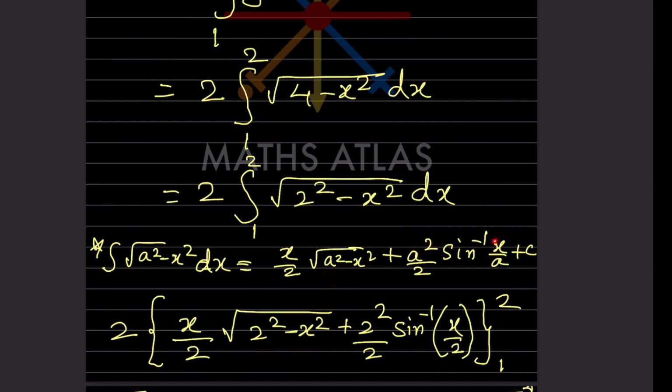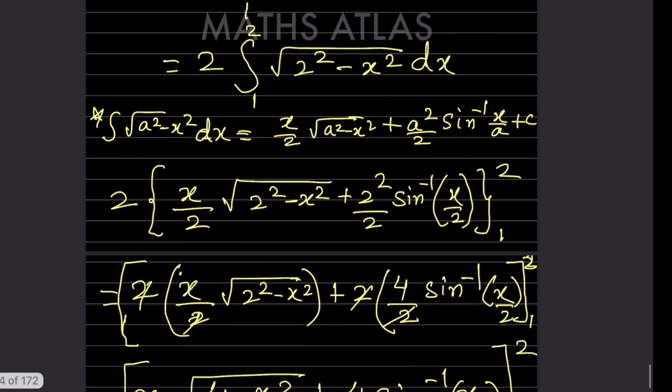Sine inverse x by a, where a square is 2 square, so a is going to be just 2. Hope you got this. This a is going to be 2, because a square is 2 square, that is 4. So a is going to be just 2. So here the limits are 1 to 2. So now what will you do?